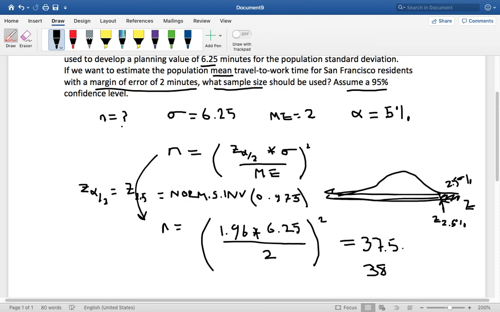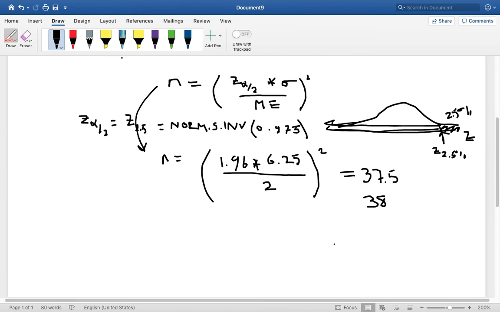So note again, even if this answer had come out to be 37.1, we have to round it, and we always round up, and again would say we need a sample of 38 to ensure we have the right degree of accuracy. Going up ensures we have at least the degree of accuracy that we require, but rounding down will probably mean we don't have enough accuracy.